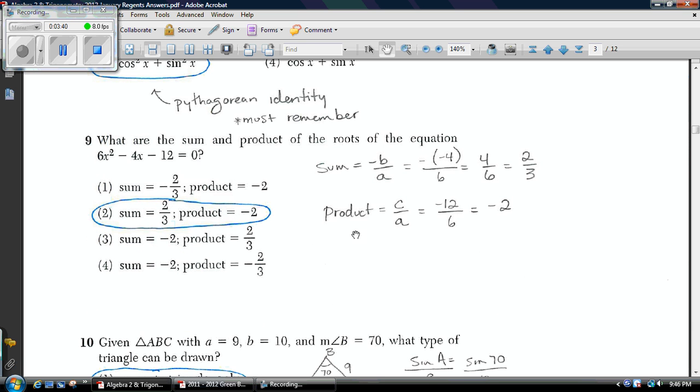What are the sum and product? These are formulas, also worth your time to remember. The sum is always negative b over a, the product is c over a, and then just here's a, there's b, there's c. Plug in.